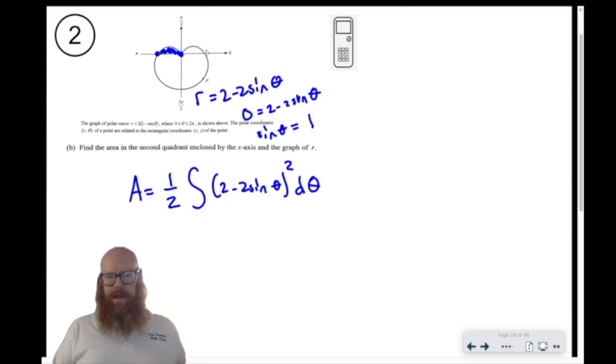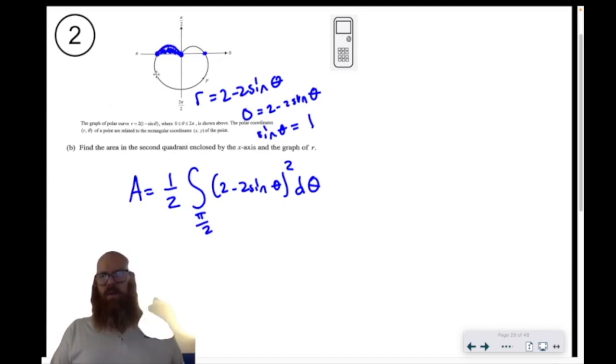If we think about this, this thing is going to start here because when I sub in 0, I'm going to get 2. So this is when it's 2 units away, and then it's going to make its way to here at pi over 2. And then it's going to make its way over here. Well, over here is when it's equal to 2 again.